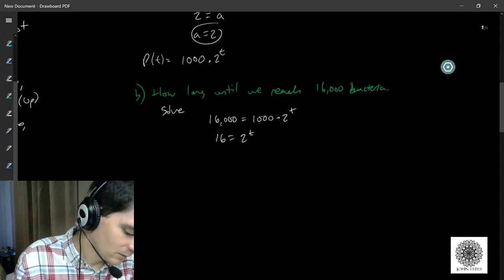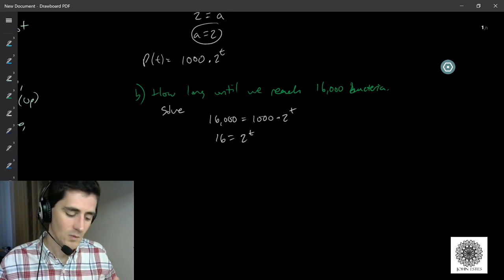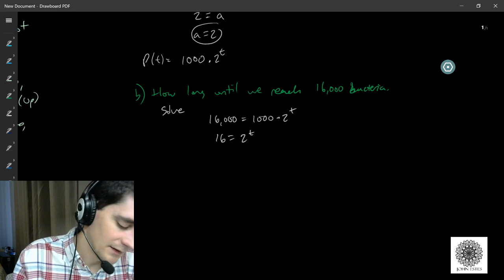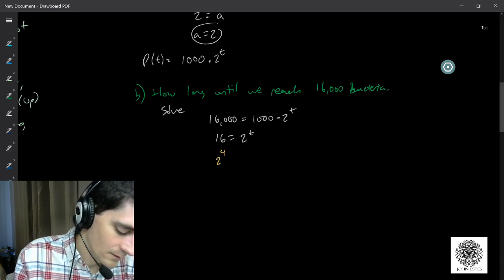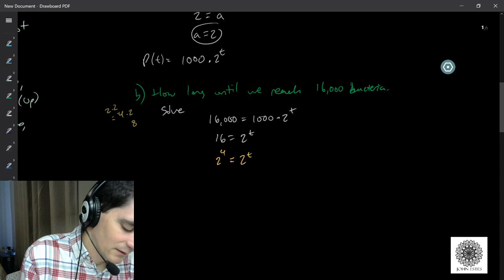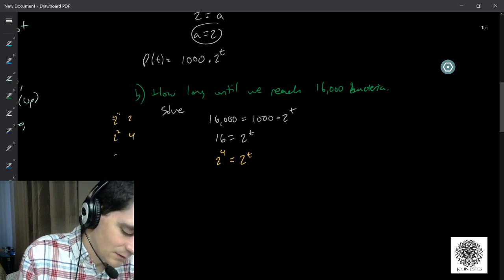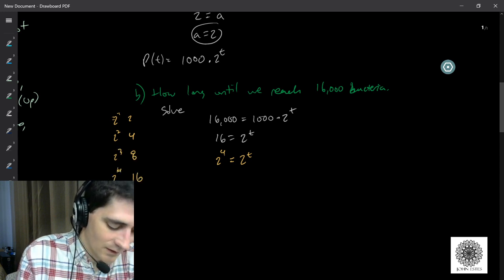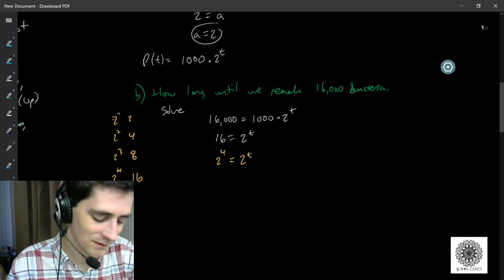Okay, now this is what we covered in the last section, but all we have to do is figure out, can I write 16 as 2 to some power? And I can, right? This is the same thing as 2 to the fourth. If you don't remember, 2 to the first is 2, 2 squared is 4, 2 cubed is 8. 2 to the fourth then is multiplying 8 by 2, you get 16. All right, so 2 to the fourth is 16.